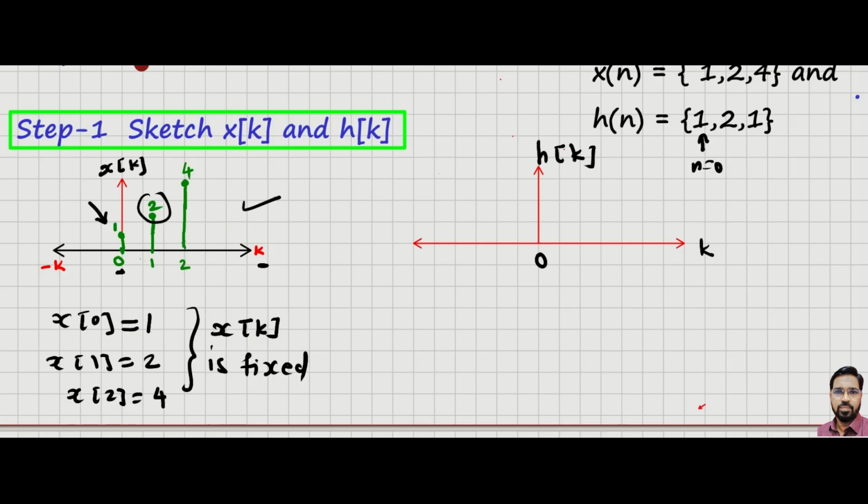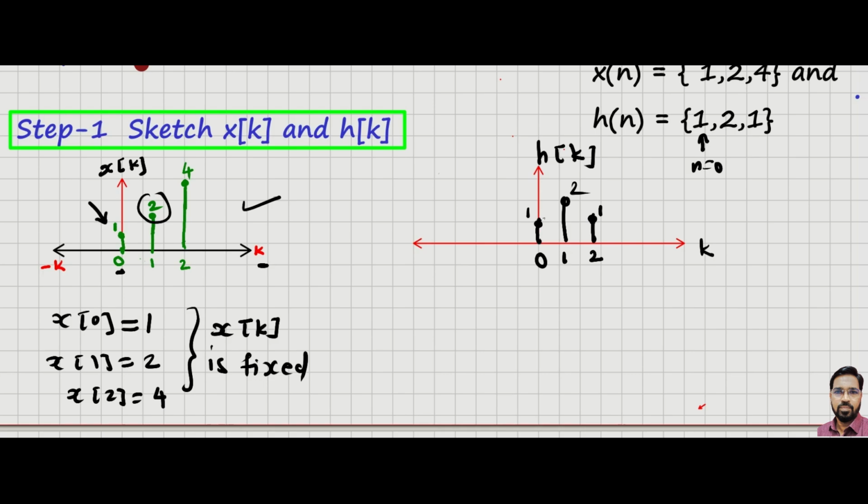H of 0 is 1. So we have h of 0 is 1, at 1 it is 2, and at 2 it is 1 again. तो ये हमारा 1 2 1 सीक्वेंस है h of k. अभी नेक्स्ट स्टेप में क्या करना है हमें?